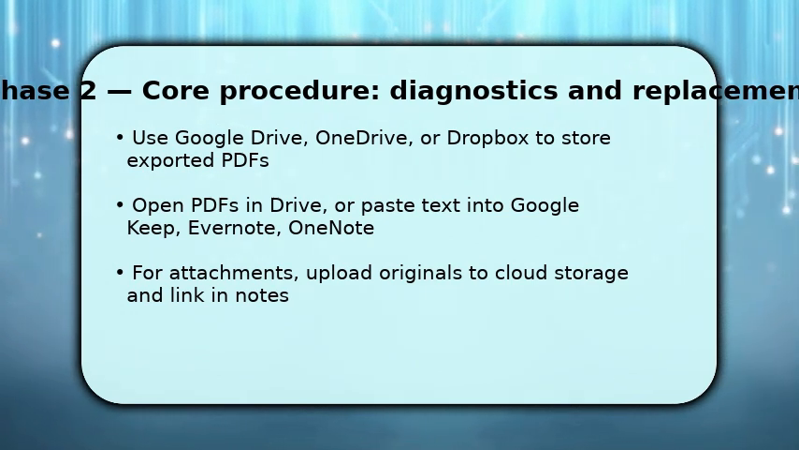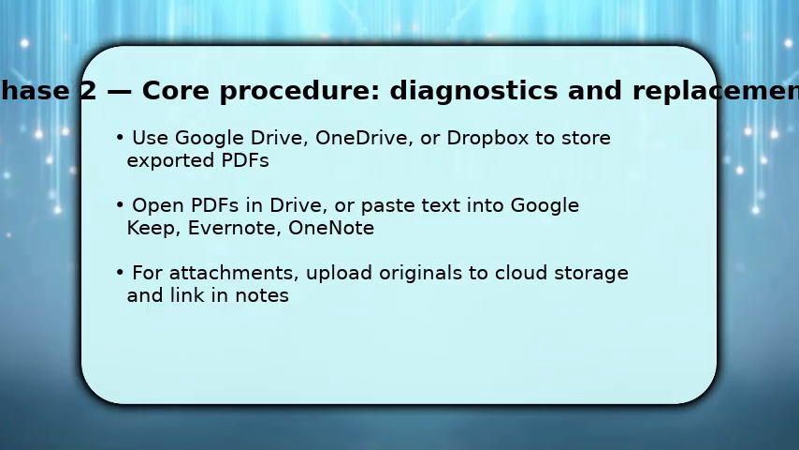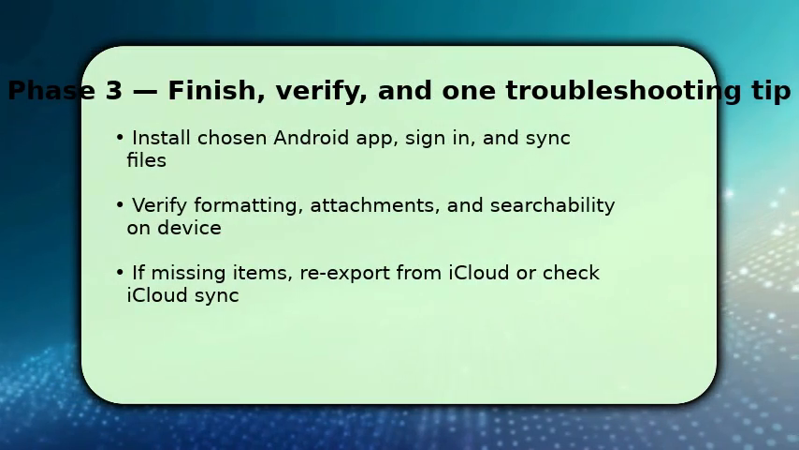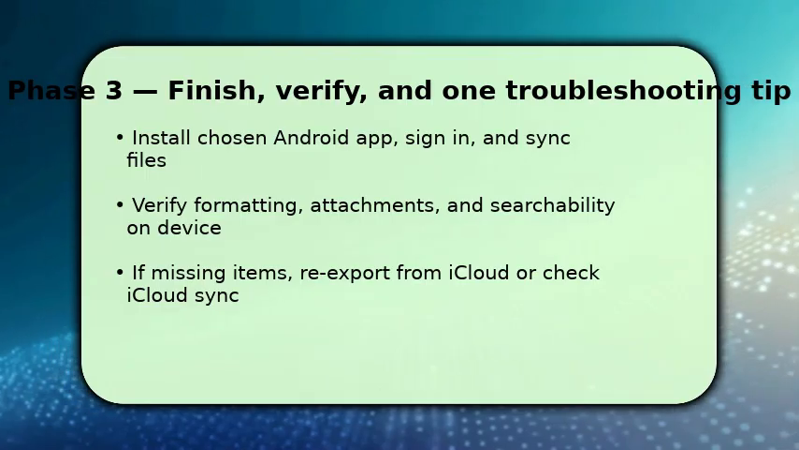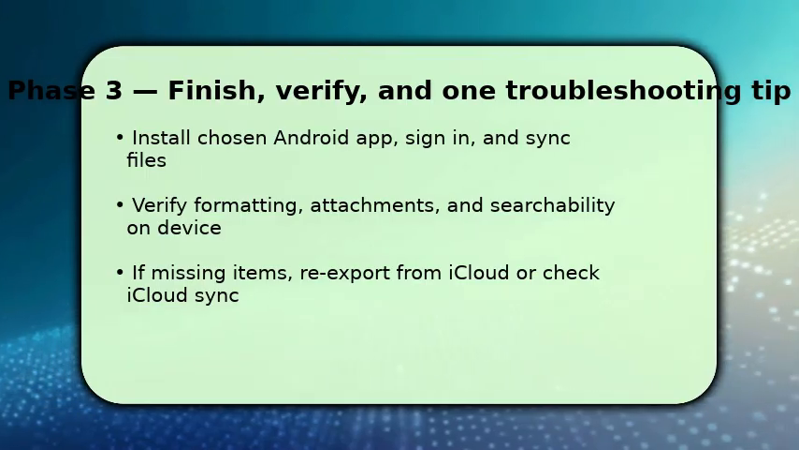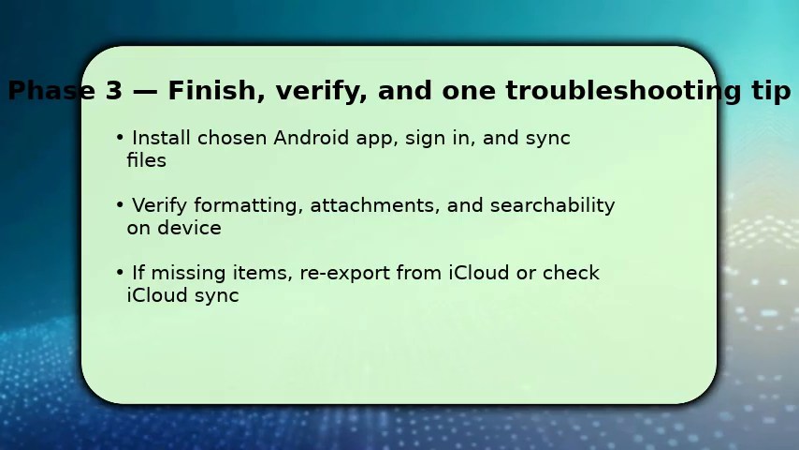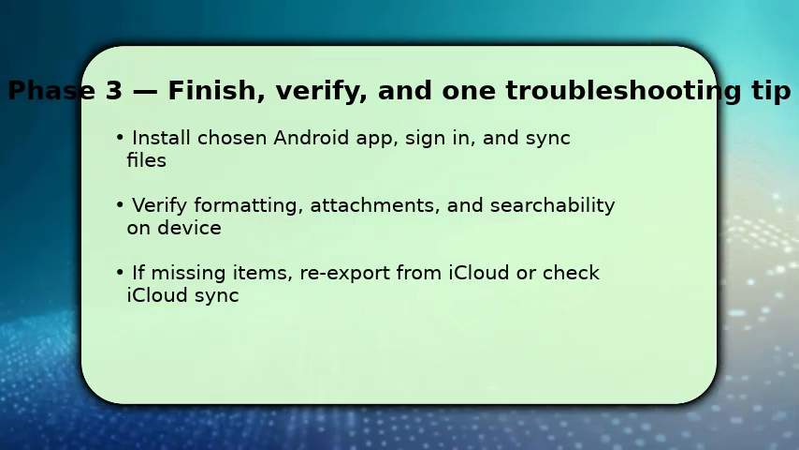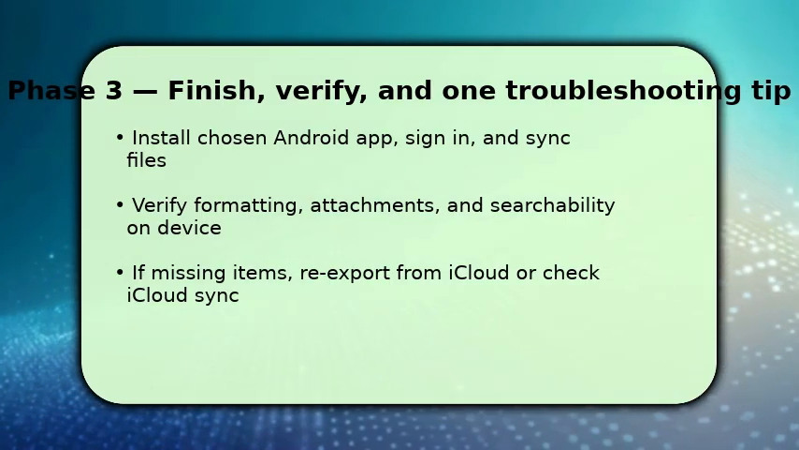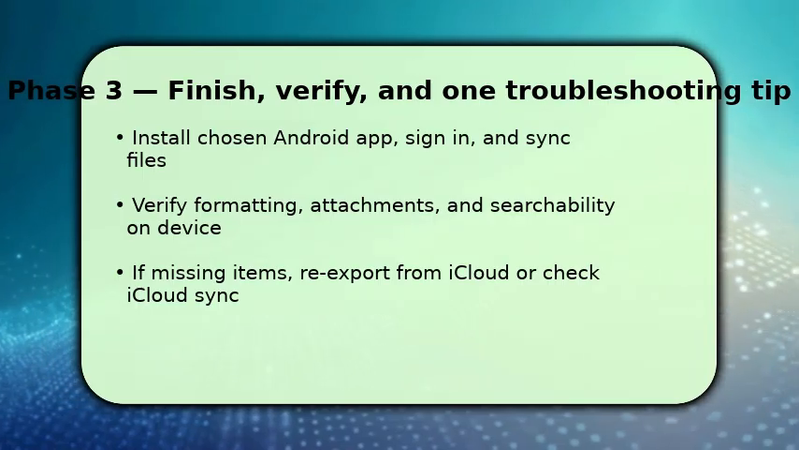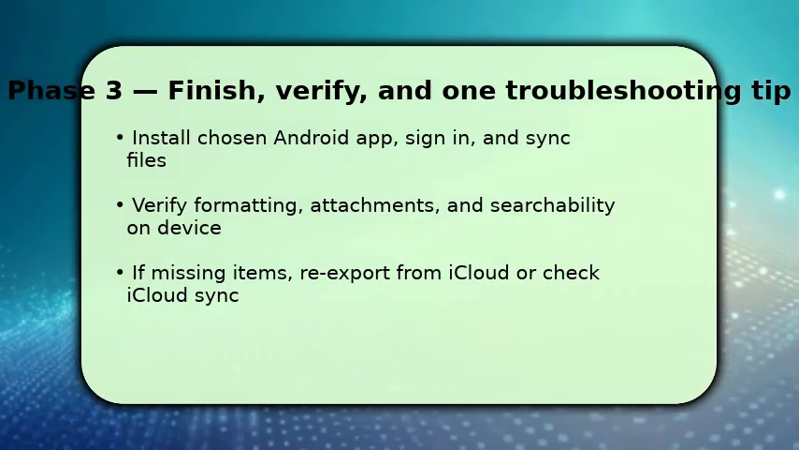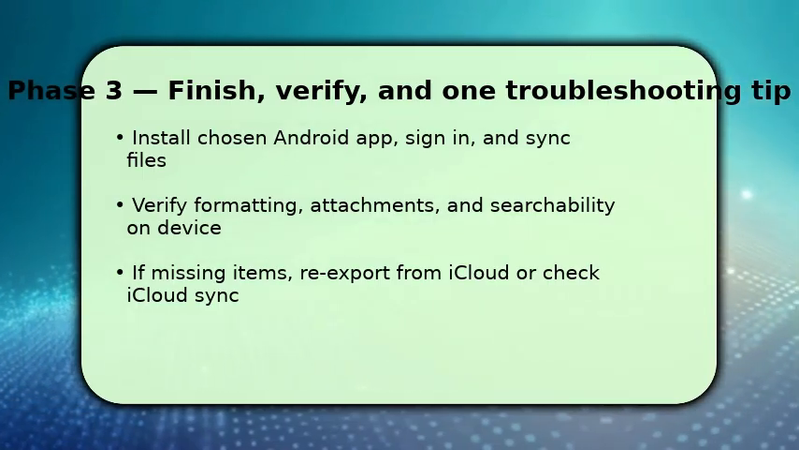Finish by installing your chosen Android apps and signing in so everything syncs to your phone. Open several migrated notes to verify formatting, attachments, and searchability. Adjust PDFs or repaste text if line breaks look wrong. If a note is missing or out of date, go back to iCloud and re-export. Sometimes sync lag requires a manual refresh.